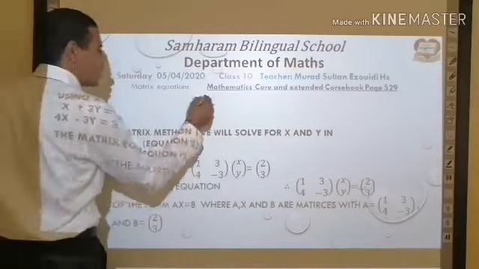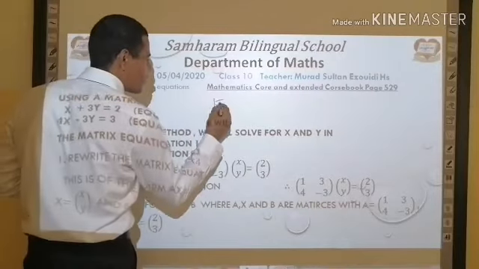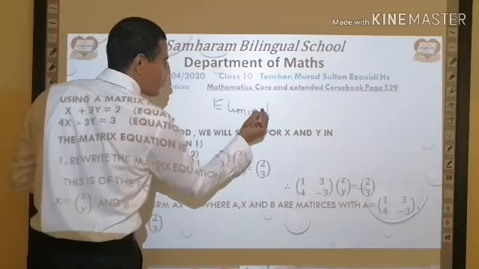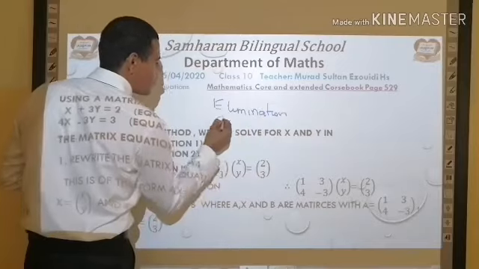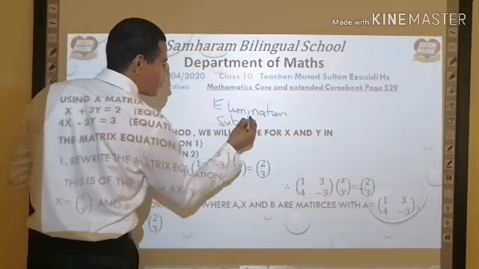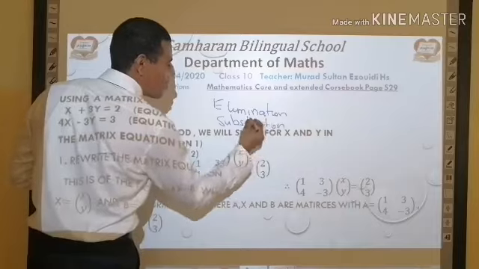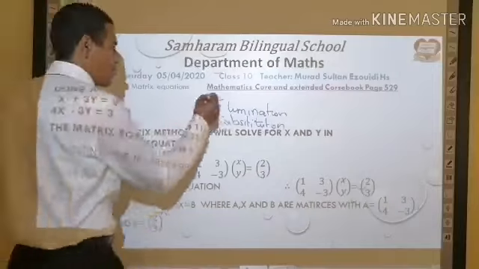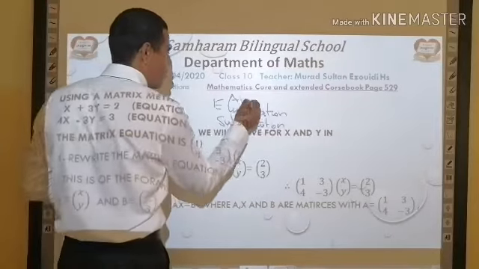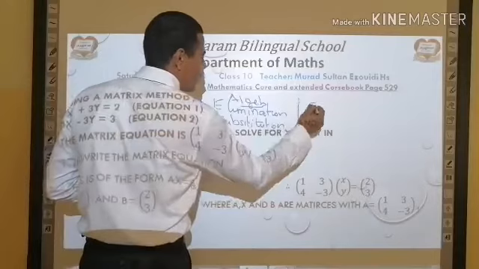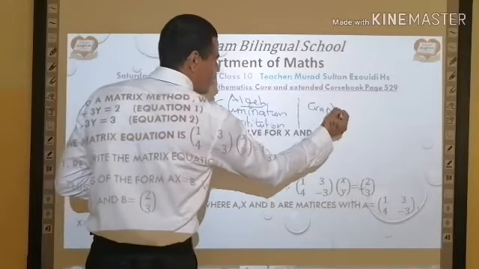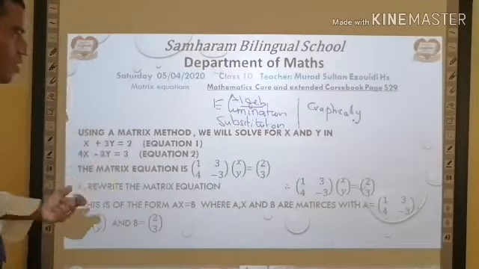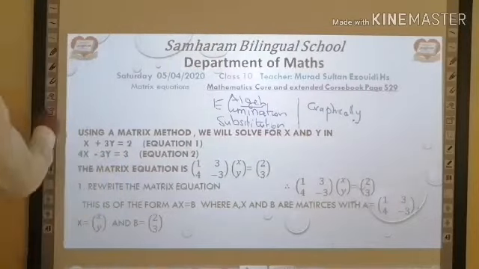Using the elimination method or substitution method. Or you can use it graphically. You already know about this. This is algebraically. And graphically, my kids, you will just plot the points of the first equation and the second equation, then see the intersection of the two lines.